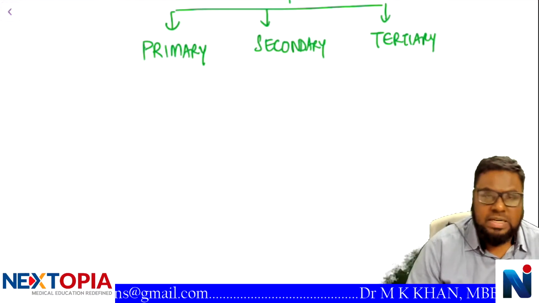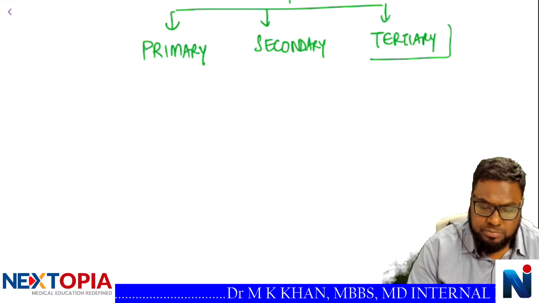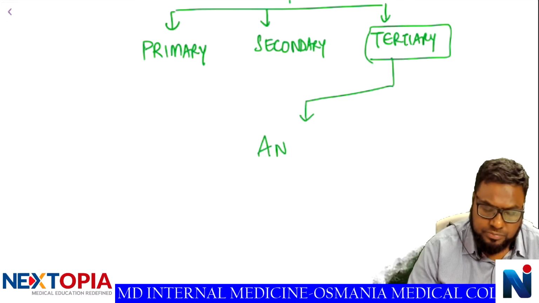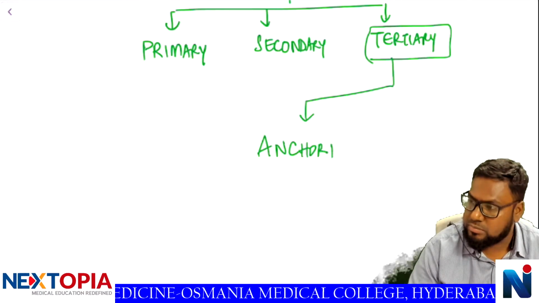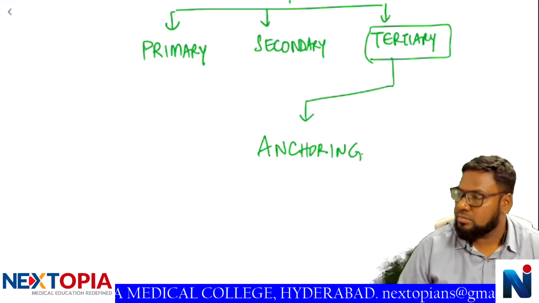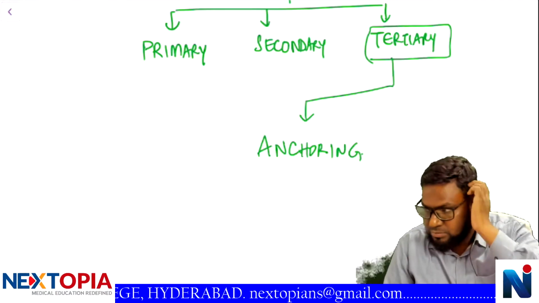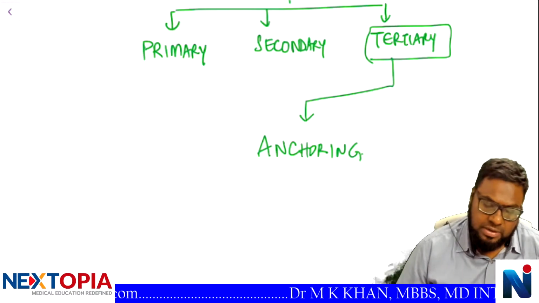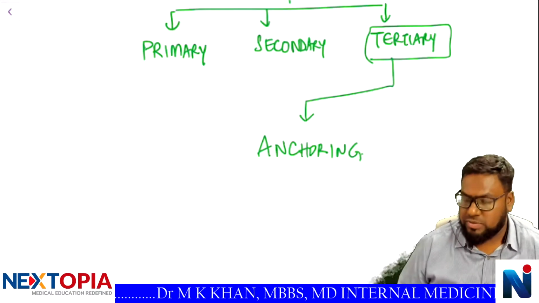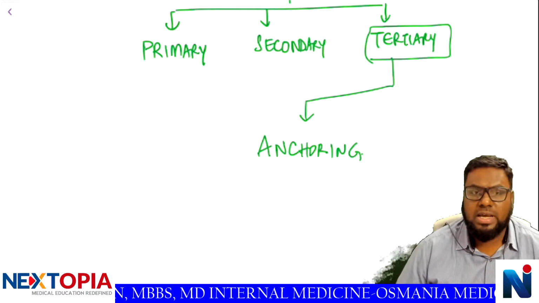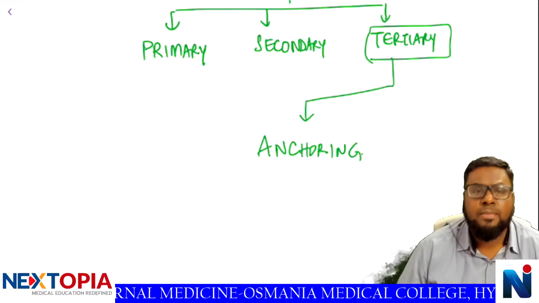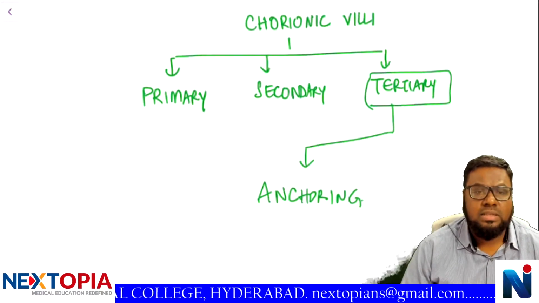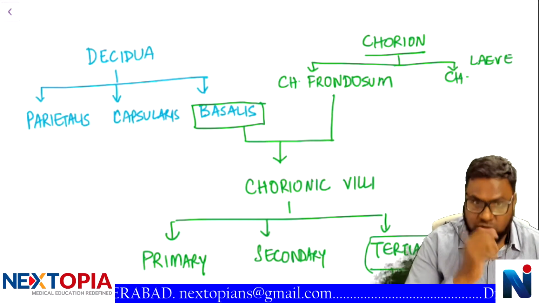Especially the secondary villi and the tertiary villi are helping in anchoring. All right, and this is what you need to understand. There are other parts of anchoring villi like floating villi, the ramus chorii, the truncus chorii and all. We'll discuss that later on. So for now, please remember the differentiation of trophoblast into two layers, that is the syncytiotrophoblast and cytotrophoblast.